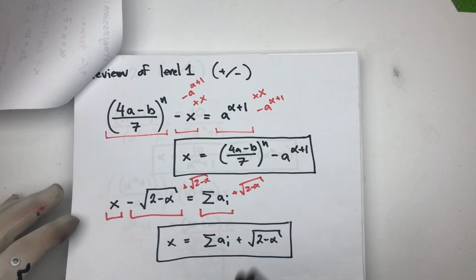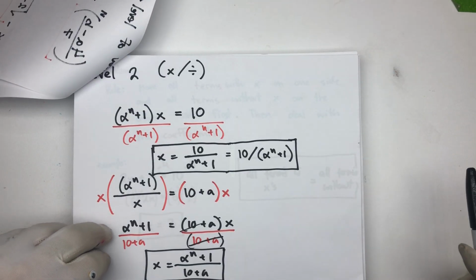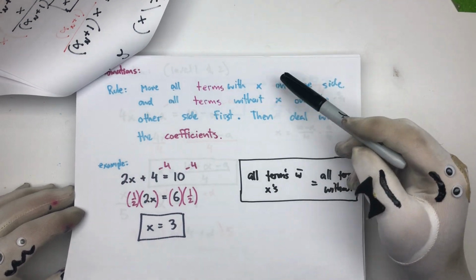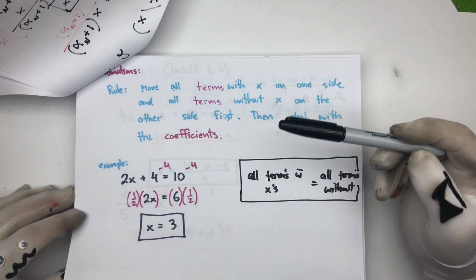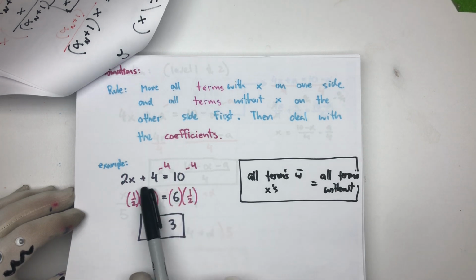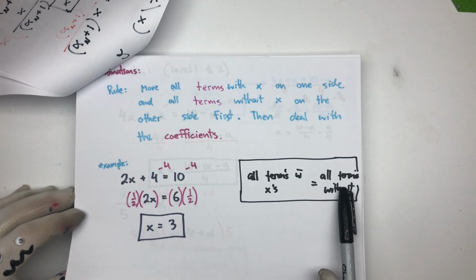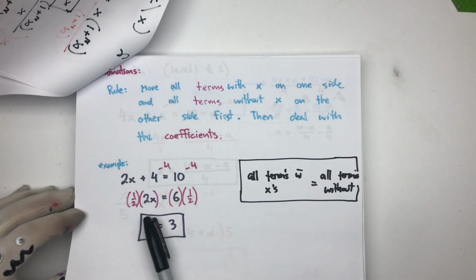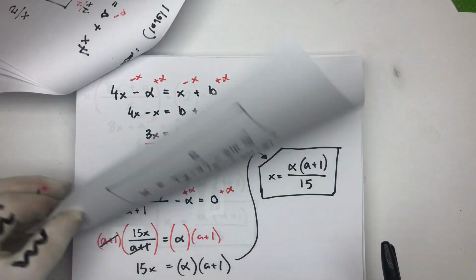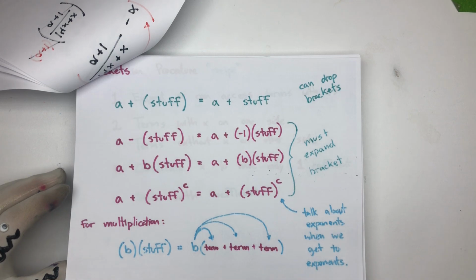So that's the review of level 1, moving terms around. This is all stuff that we can talk about, and you can look at the last video. The rule was to move all the terms around with x first, then deal with the coefficient, right? So you move all the terms first, get all the terms with x's on one side, all terms without x's on the other side, and then you deal with that coefficient. This is what we were doing last week. Here we go, all stuff on YouTube.